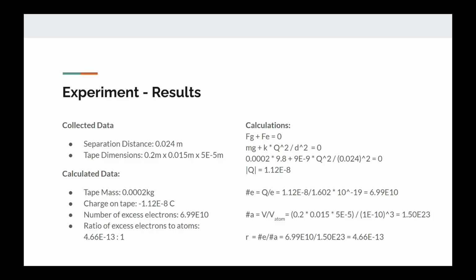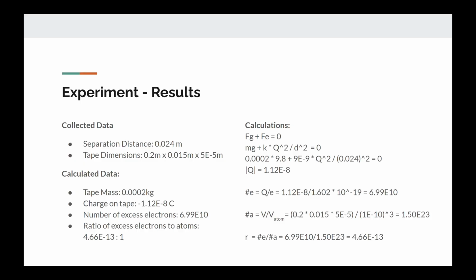The number of electrons can be calculated by dividing this charge by the charge of an electron, leading to 6.99 × 10^10 electrons. The number of atoms can be calculated by getting the volume of the tape and dividing that by the angstrom volume, which is 1 × 10^-10 to the third. Putting these over each other, we can get the final ratio of 4.66 excess electrons to atoms.